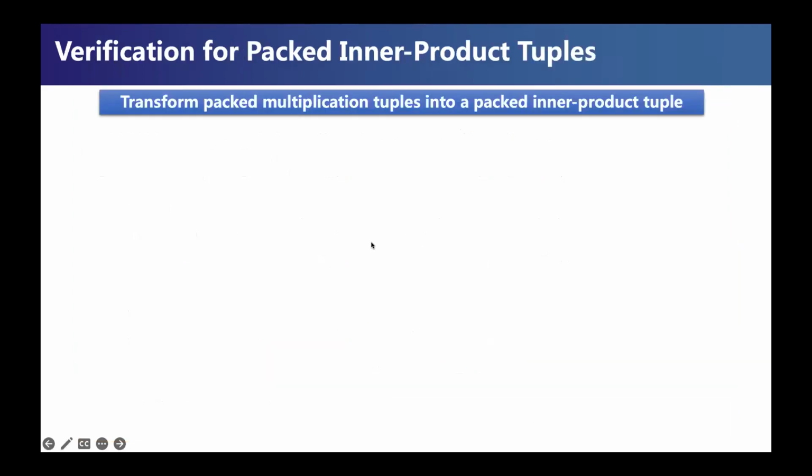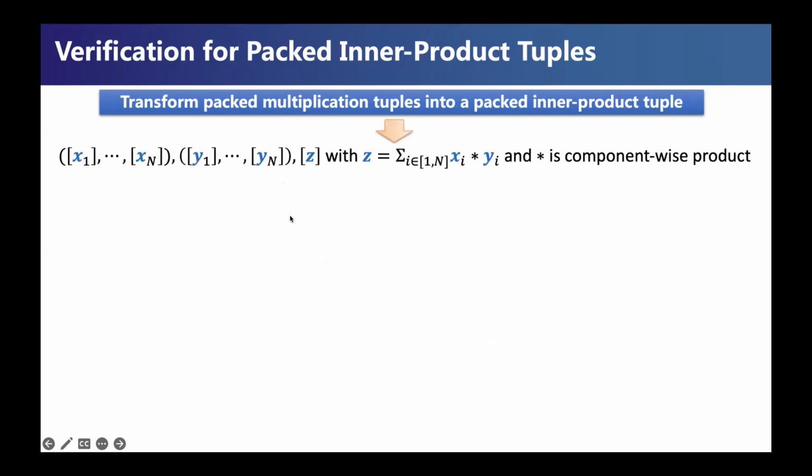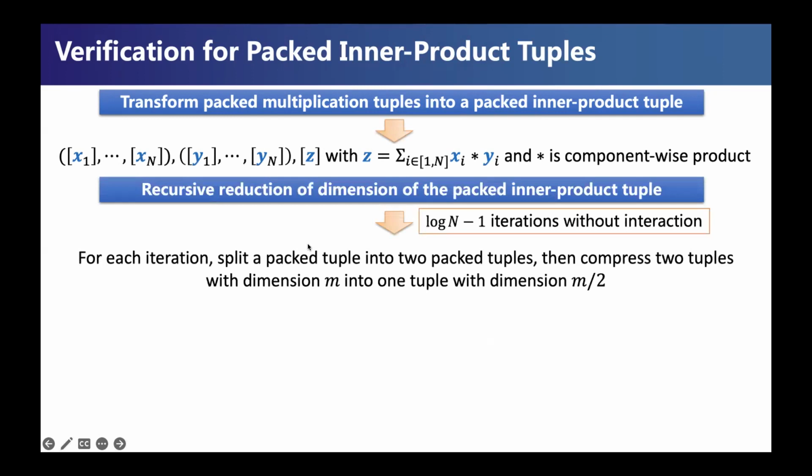To check correctness of packed multiplication tuples, the parties transform the packed multiplication tuples into a packed inner product tuple. Now the parties hold the shares of x_1 to x_n, y_1 to y_n, and z. Here z equals the sum of x_i star y_i, and the star is the component-wise product. Then the verifiers run a recursive reduction to reduce the dimension of a packed inner product tuple to 2. There are log n minus 1 iterations without any interaction.